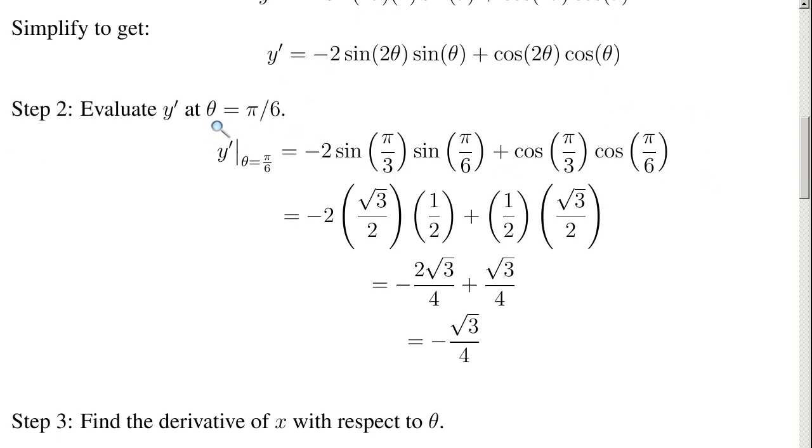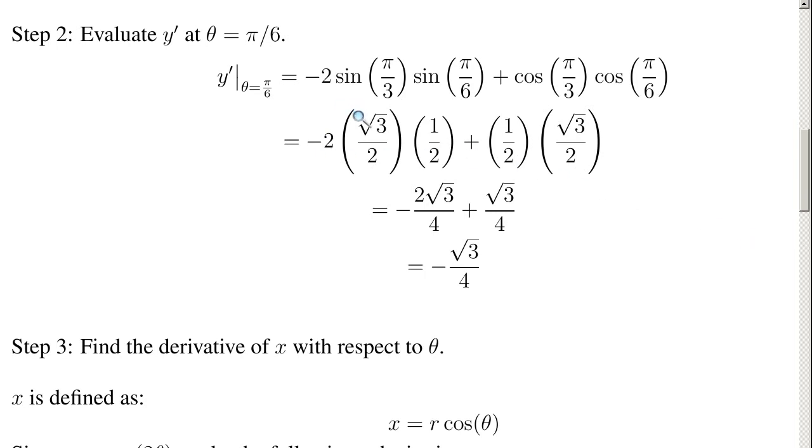Then we're told that theta equals pi over 6. So step 2. Evaluate y prime at theta equals pi over 6. y prime at theta equals pi over 6 is equal to negative 2 times sine pi over 3. The reason I put pi over 3 is because we have pi over 6, and then we multiply by 2 inside the bracket. Pi over 6 times 2 is pi over 3. Sine theta is just sine pi over 6, plus cos 2 theta, which is cos pi over 3, and then cos theta is cos pi over 6. So now we have this expression here.